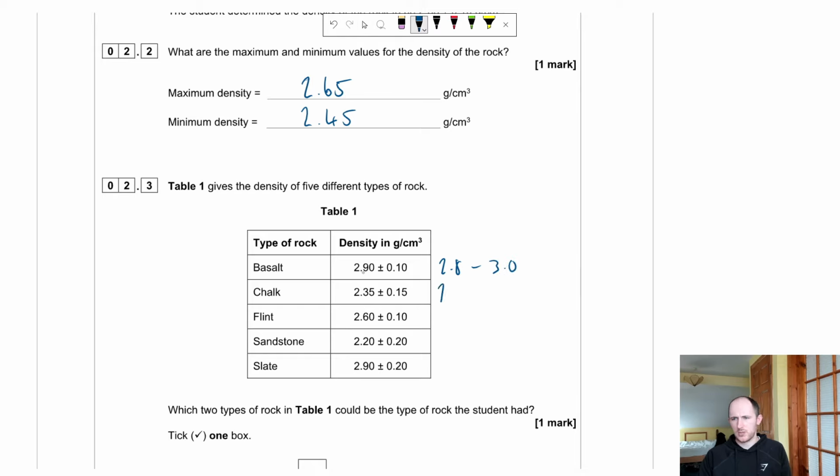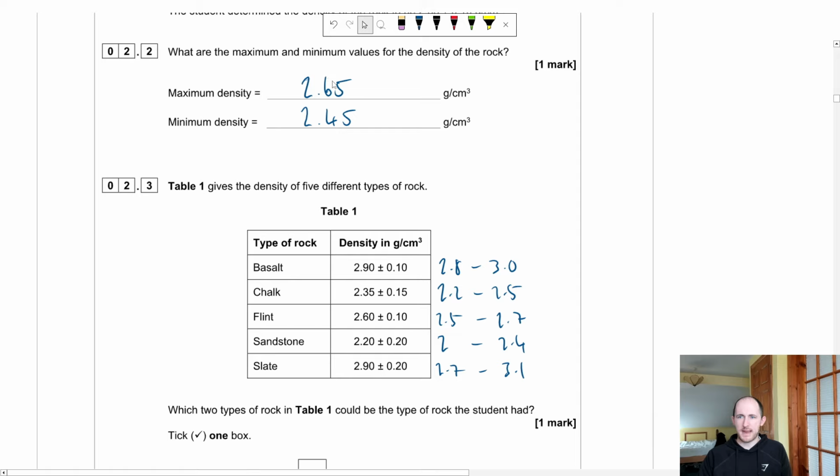This would be 2.2 to 2.5. This would be 2.5 to 2.7. This would be 2 to 2.4. This would be 2.7 to 3.1. And we can cross off the ones that don't fit in the range.